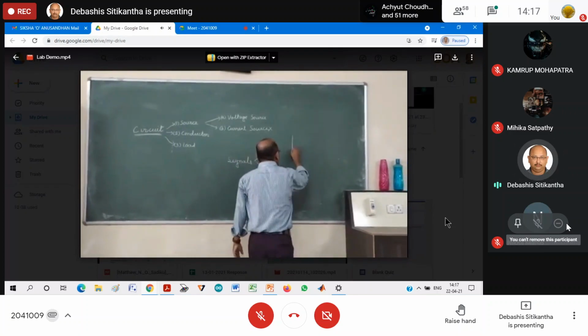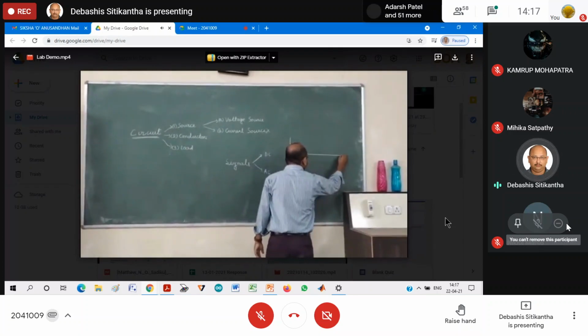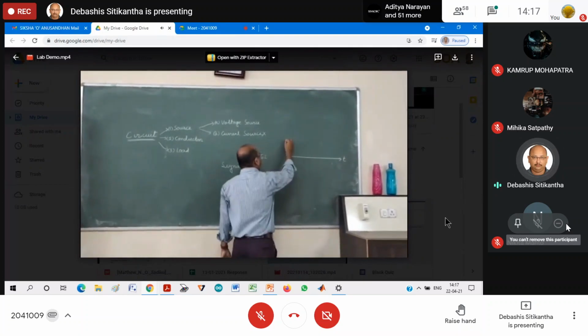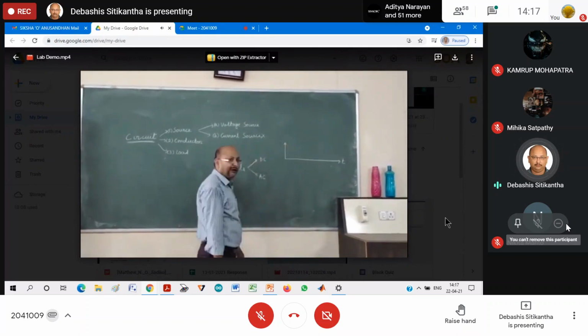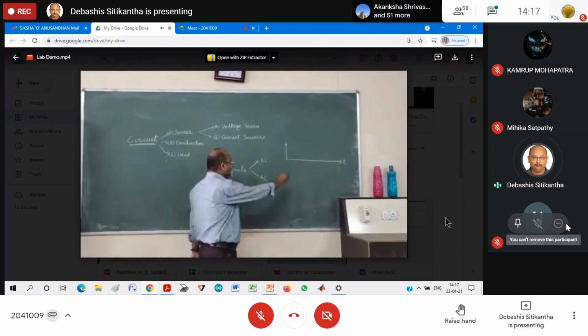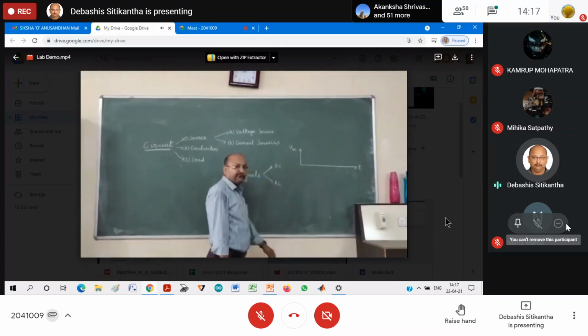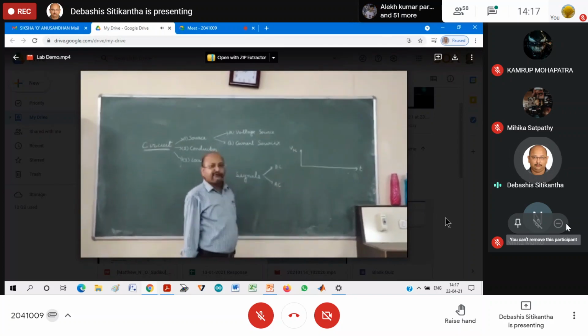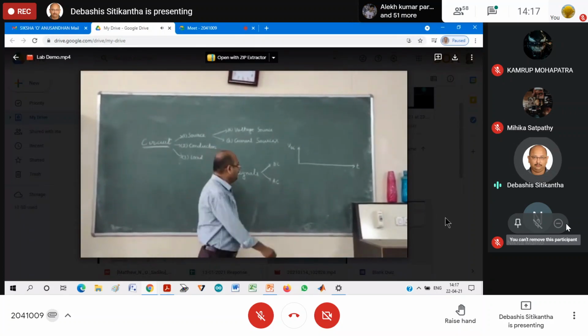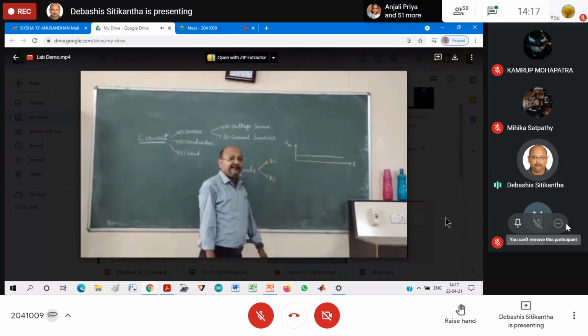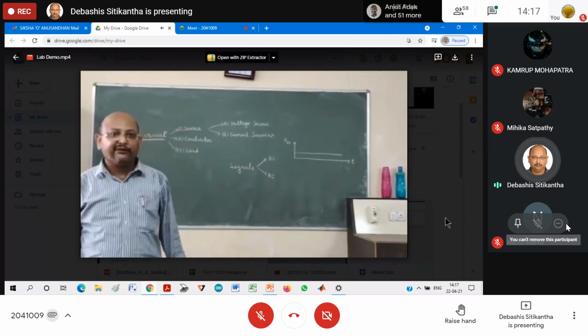Now, when you were studying in 12th, you studied that if I plot a graph between time versus the magnitude of DC voltage, suppose this y-axis gives the magnitude of your DC voltage, then you are simply drawing a straight line like this. This is known as a DC voltage, direct current voltage.